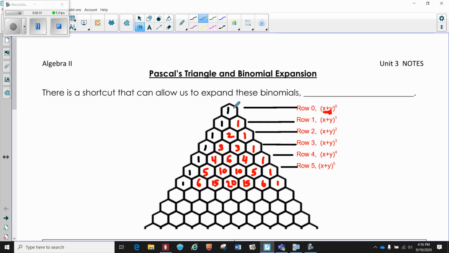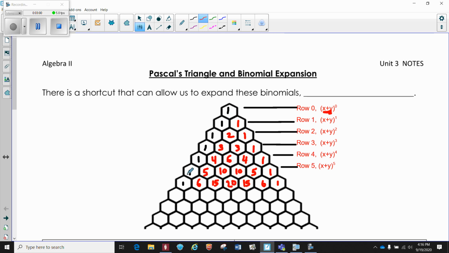So for row 0, this is going to be the exponent. Row 2, these are going to be the exponents. Row 3, 1, 2, 1. Sorry, row 2, 1, 2, 1. Row 3, 1, 3, 3, 1. So basically, whatever the power is, you're going to have one more term. So x plus y to the first power is going to have 2 terms. X plus y to the second power is going to have 3 terms. But this is how you build Pascal's triangle.